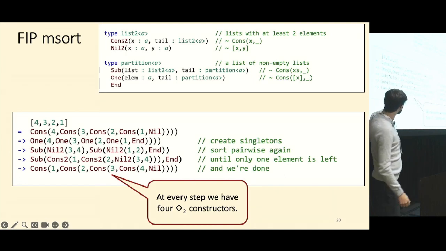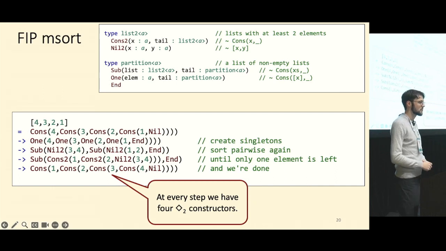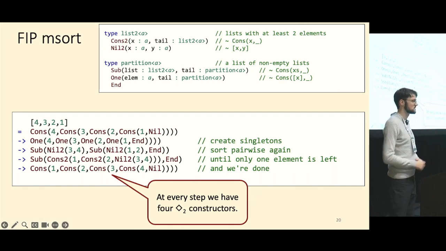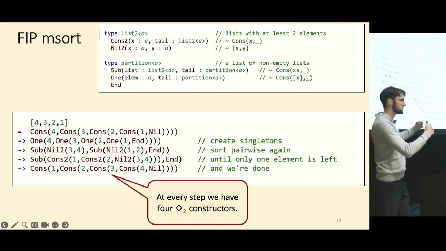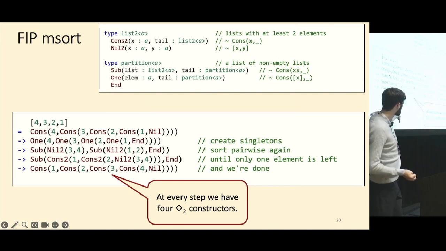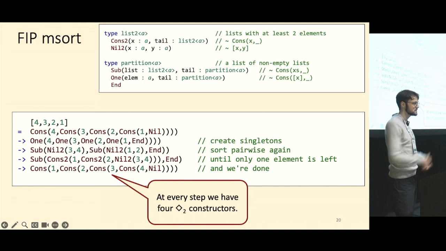So if we have this list, 4, 3, 2, 1, and it corresponds in memory to a bunch of cons cells, then what we do in the first step is rewrite it into a bunch of these One constructors of the partition data type. And as you can see very clearly, you can reuse all of the cons cells for one of these One constructors. And at every step in this algorithm, we'll have exactly 4 of these constructors with 2 elements, which means we can reuse them against each other.